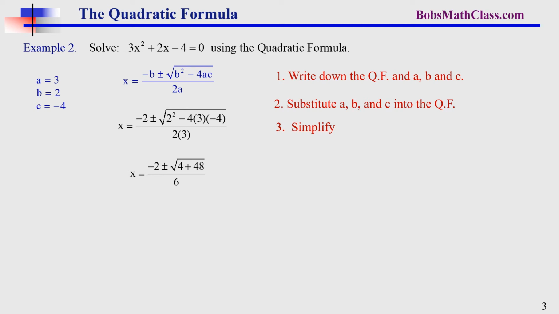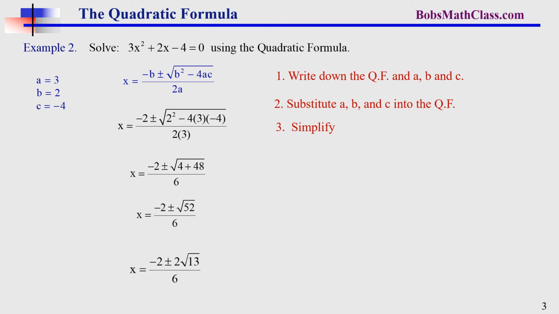Okay, so now in the radical, we could add the 4 and 48. That will give us 52. We can simplify the square root of 52. It's 2 times 2 times 13. So a 2 comes out and a 13 stays inside. So now we have negative 2 plus or minus 2 square root 13 all over 6.